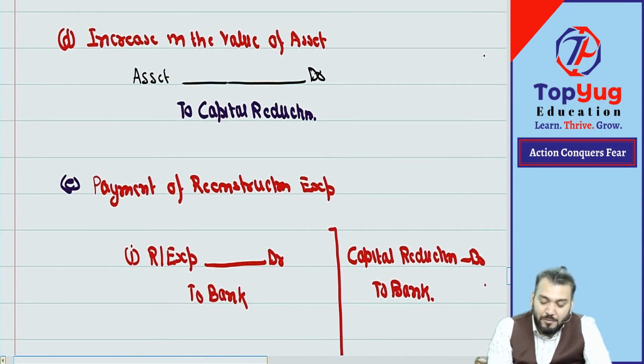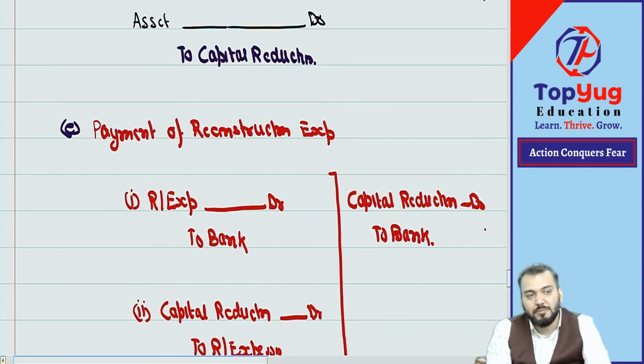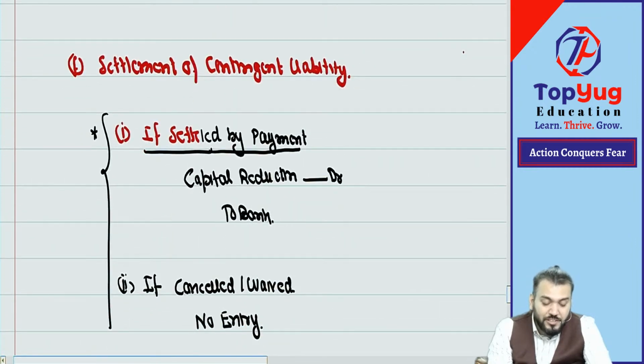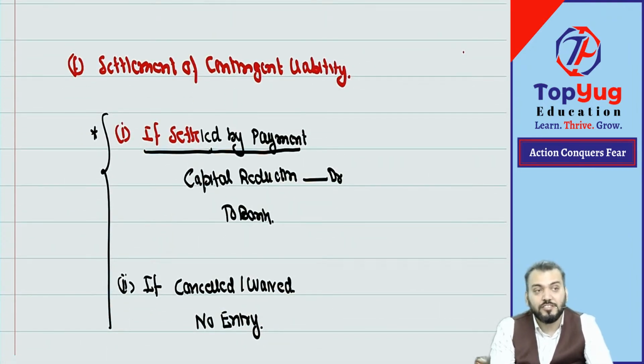Correct. Payment of reconstruction expense. So expense will be debited to which account? Capital reduction account. So capital reduction account debit to bank. Payment of contingent liability: if the contingent liability is settled by payment, then once again capital reduction account debit to bank. But if the contingent liability is cancelled, then we pass no journal entry.